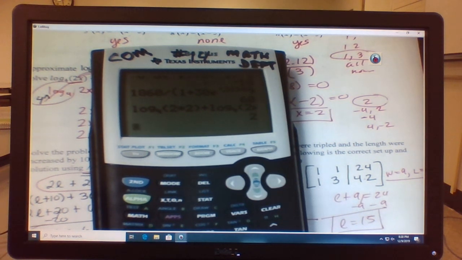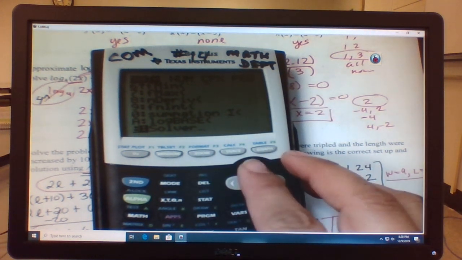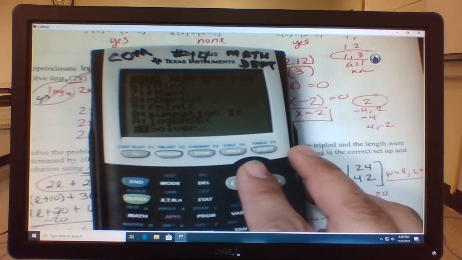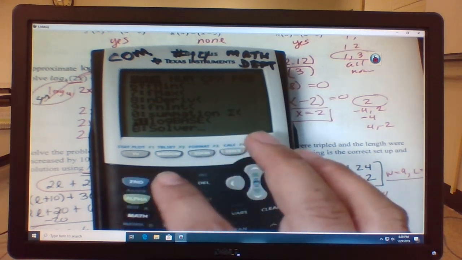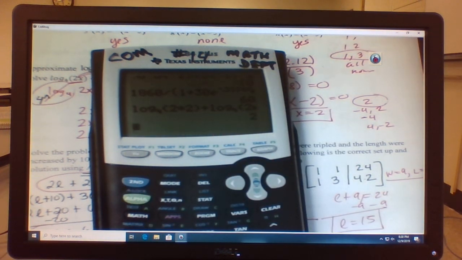How do you do your log base again? Math, and then you go up. But remember, not every calculator has it; the TI-84 and the 83 don't. So you would have to divide it, but you could still do it. It's just log of 2 times 2 divided by log of 4, and then plus log of 2 plus 2 divided by log of 4. It should still work out.